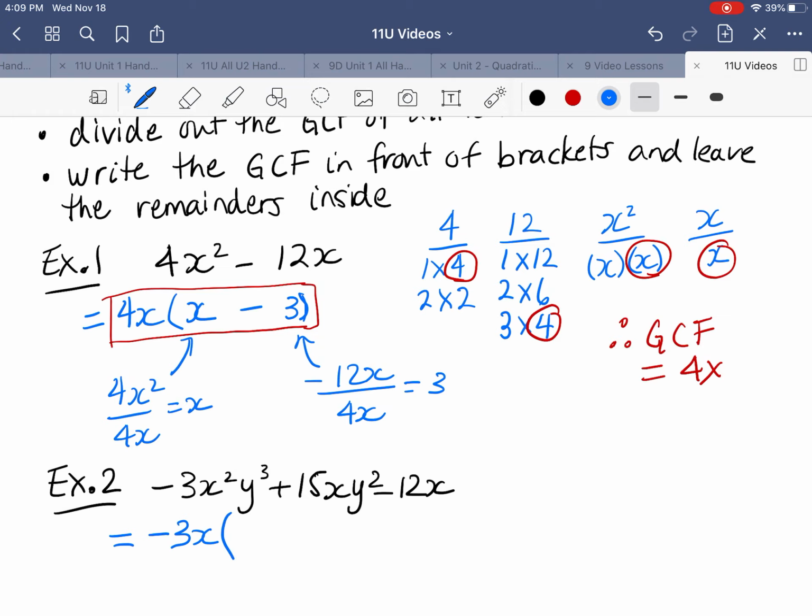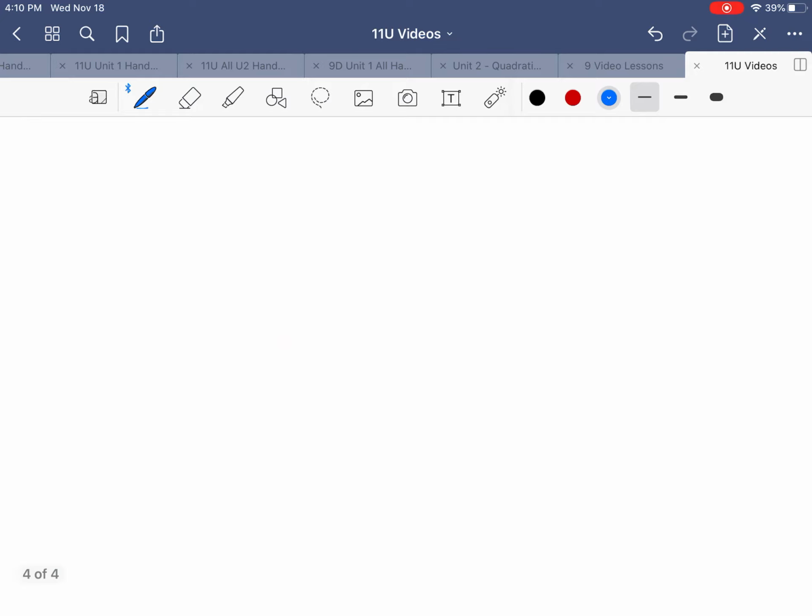Now we're going to write the remainders in our brackets. -3x squared y cubed divided by -3x leaves us with x times y cubed. Then we have positive 15x y squared. Divide that by -3x, and we end up with -5y squared. And -12x divided by -3x leaves us with positive 4. And that is our final answer. Let's go on and take a look at difference of squares factoring.